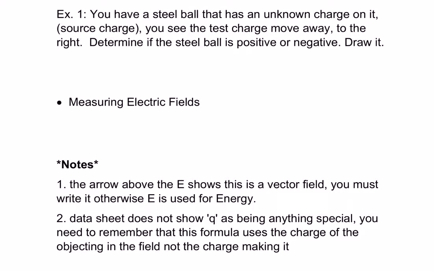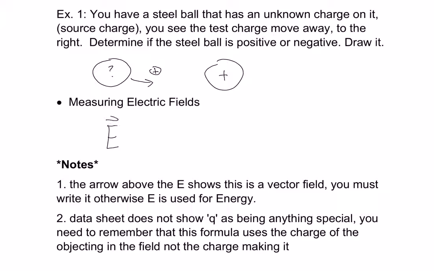So let's do a quick example. It says we have a steel ball that has an unknown charge. So that's our source. It says we put a test charge nearby, and we see that it moves away to the right. So obviously if it's moving away, the original had to be positive. Okay, so pretty easy idea. It's important to keep in mind that we're talking about our test charge as being the little one in the field, and the one that's creating the field, quite often we'll call the source charge. So for this example, the steel ball is the source, it's positive. The positive test charge then repels and moves away.